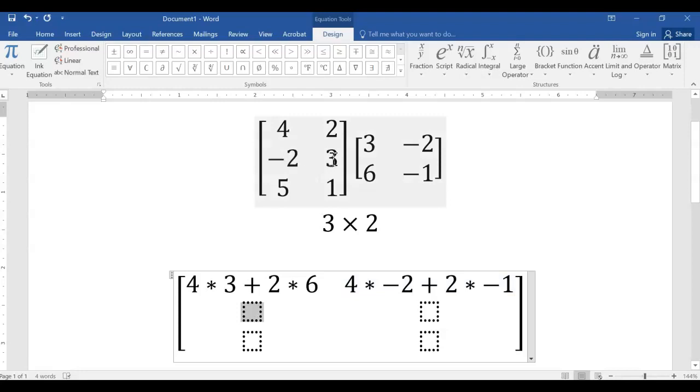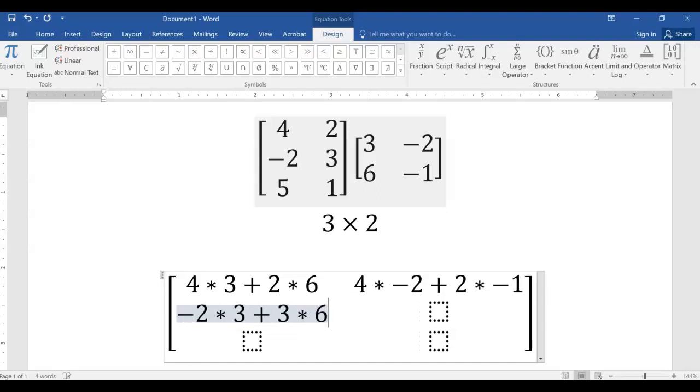Then I go down to my next row and multiply those by the columns. My next row is negative 2, 3. We're going to take negative 2 times 3, the negative 2 multiplying times this 3, and this 3 is going to multiply by that 6, so plus 3 times 6. Then I'll move over to second row, second column: negative 2 times negative 2. This is where I screwed up earlier, so don't. Plus 3 times negative 1.